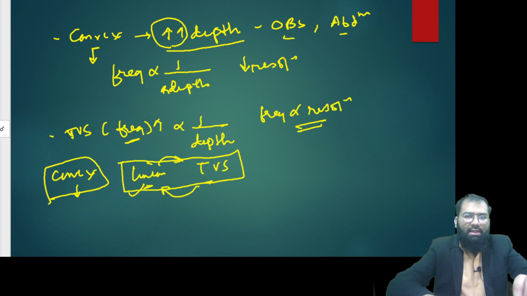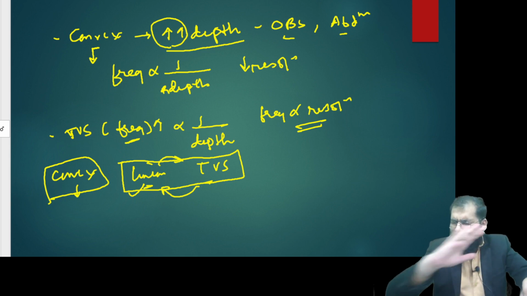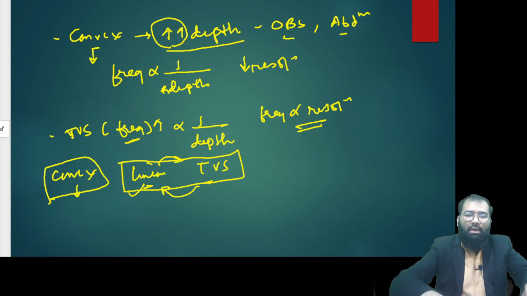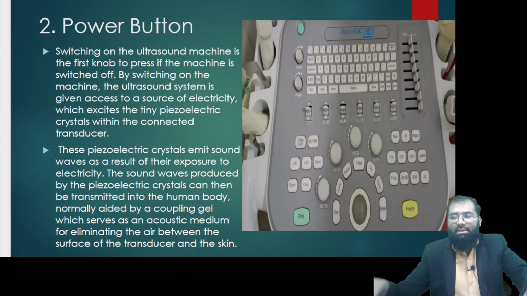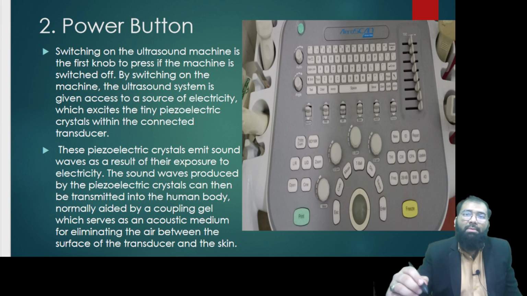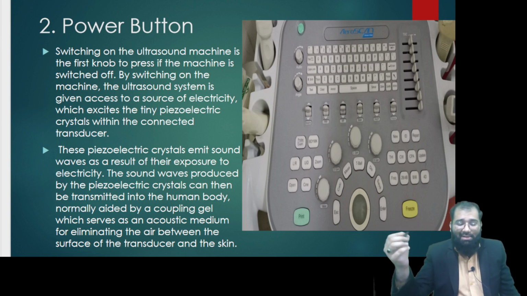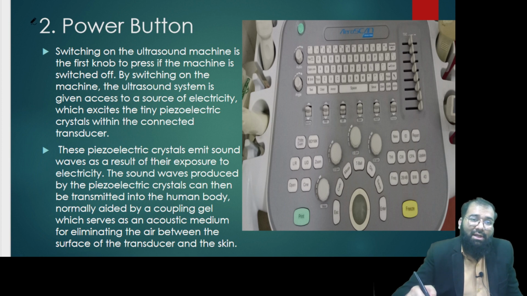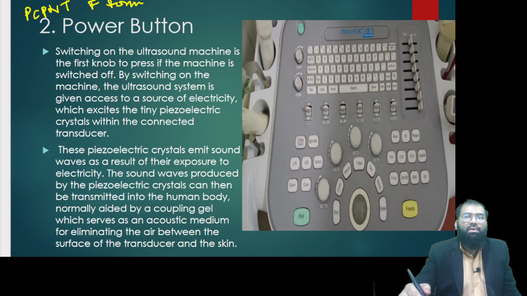Now let us see the important knobs, and I will start with very basics so everyone can understand. So let us start with very basics. Which is the first button? First thing is you have to switch on your ultrasound machine. Okay. Once the patient comes to you with the PCPNDT form, next is you have to switch on the machine.